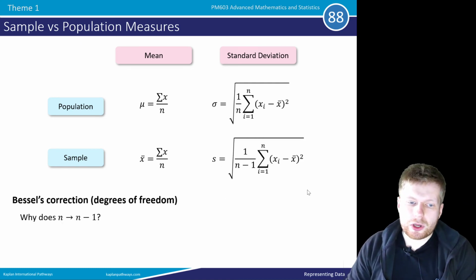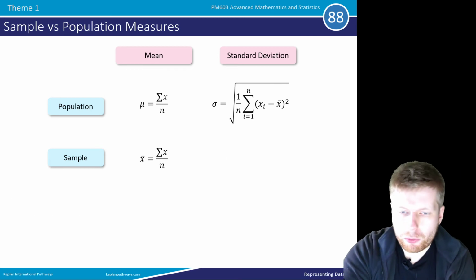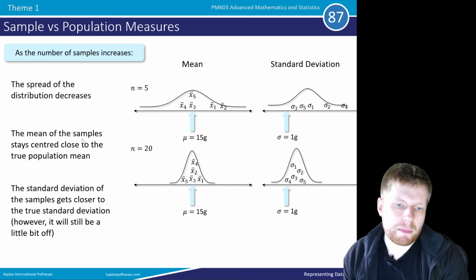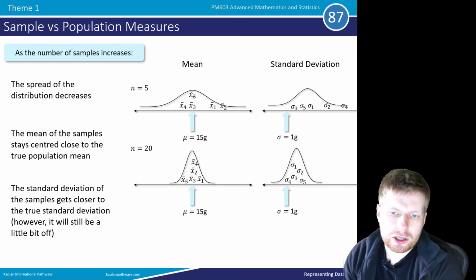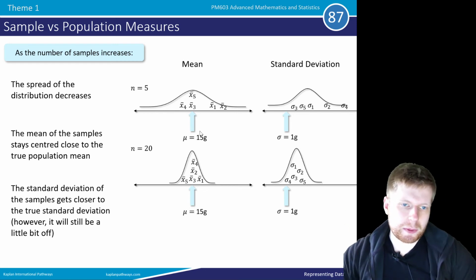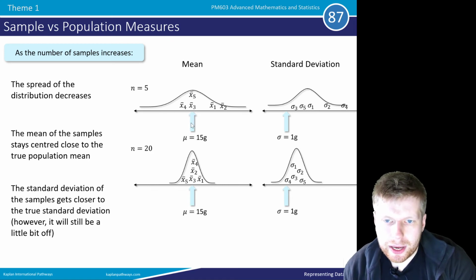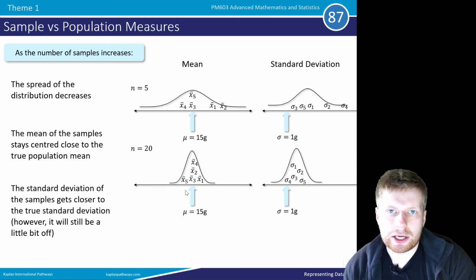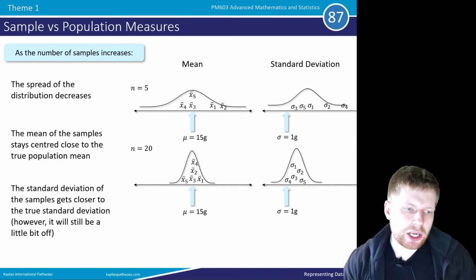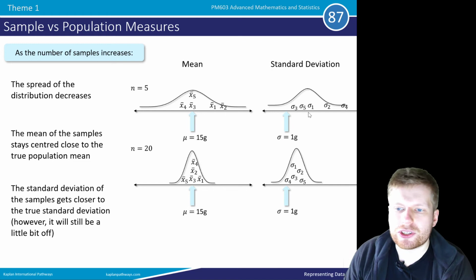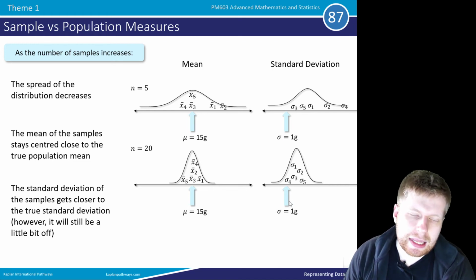All right. So what we need to do is we need to incorporate this idea of here. So we need to say that for the mean, it doesn't matter. Okay. For the mean, as you take more samples, it just becomes less spread out. But actually, the sample means will become closer to the true population mean. Whereas for standard deviation, okay, it becomes less spread out, but actually the standard deviation of the samples will still be a little bit off of the true population standard deviation.